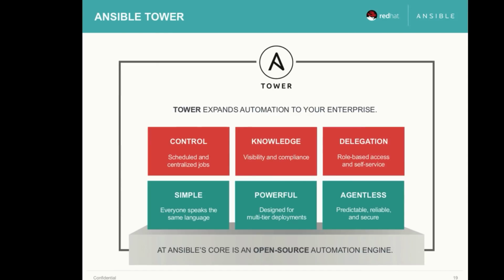So with Ansible Tower, we have the capability to add on top of our simple, powerful agentless automation to give control over those jobs, to have the knowledge and visibility for compliance on what's happening with those, and the delegation and sharing, but only within the parameters that we provide. So we can allow sharing, but we still have the control over that. It's not just wide open.